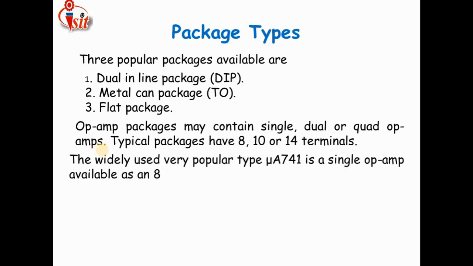A widely used, very popular IC is the op-amp 741, which we use very frequently, and that IC type is written as μA741. That IC is a single op-amp available in an 8 pin package, and the DIP has 10 pins. DIP is nothing but the category I told you about, the dual inline package. That IC has 10 pins or comes as a flat pack.